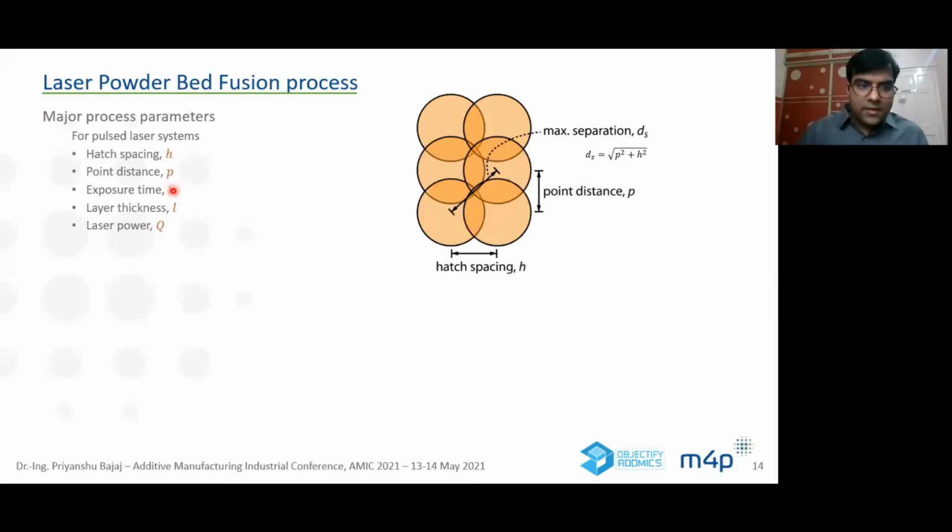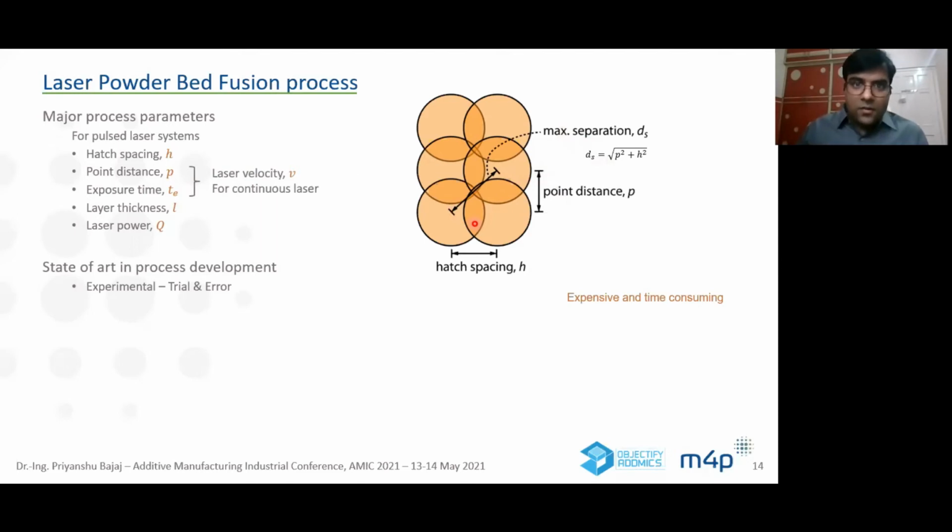Then we have exposure time. We have layer thickness, so how far the platform moves down after every layer. Then we have, of course, laser power. For continuous laser systems, point distance and exposure time are clubbed together in one variable, which is velocity. And then we have a maximum separation, PS, which is just a geometrical factor.